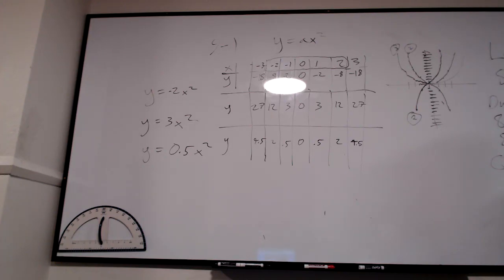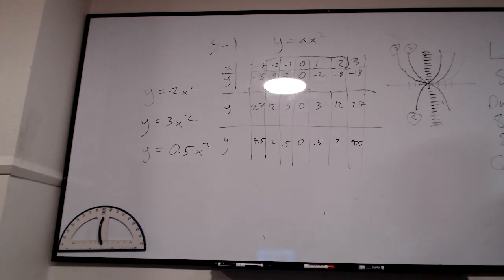What's the vertex of negative 2x squared? In other words, what's its highest point or its lowest point? It's where it changes direction. That's another way of looking at the vertex. Where does it change direction? At 0, 0, again, at the origin. So the vertex is 0, 0.